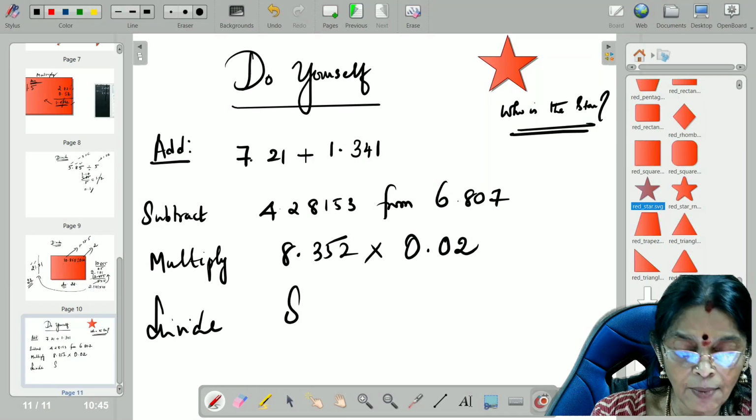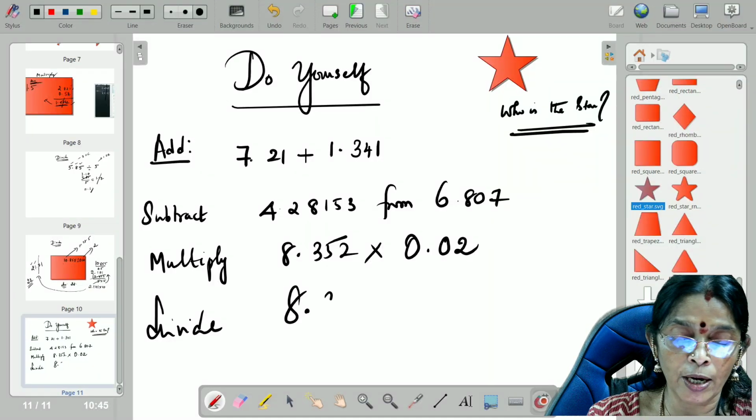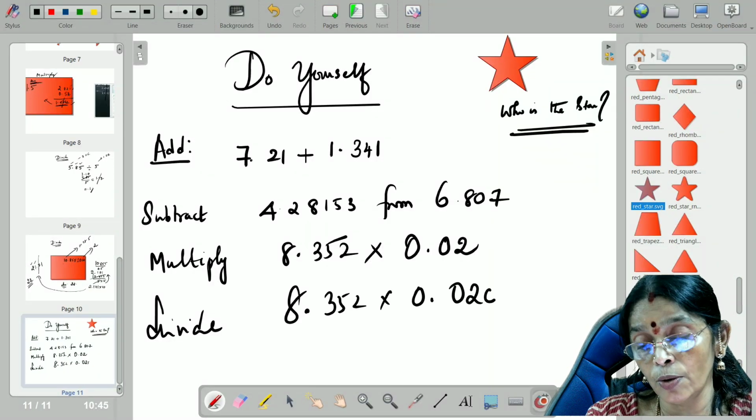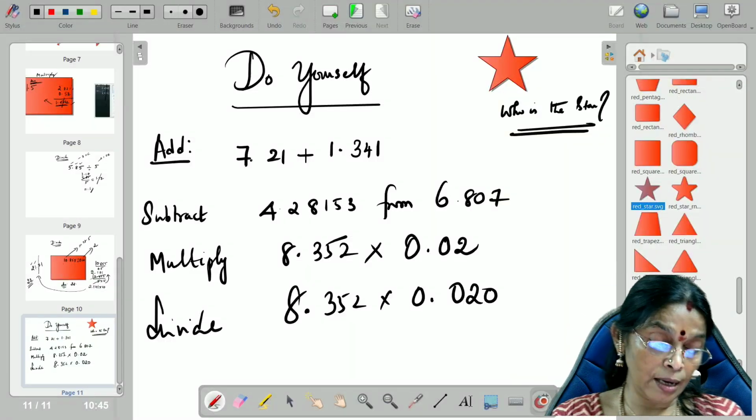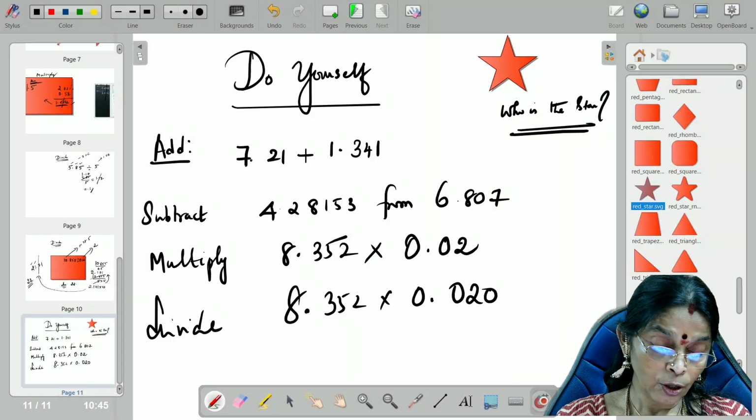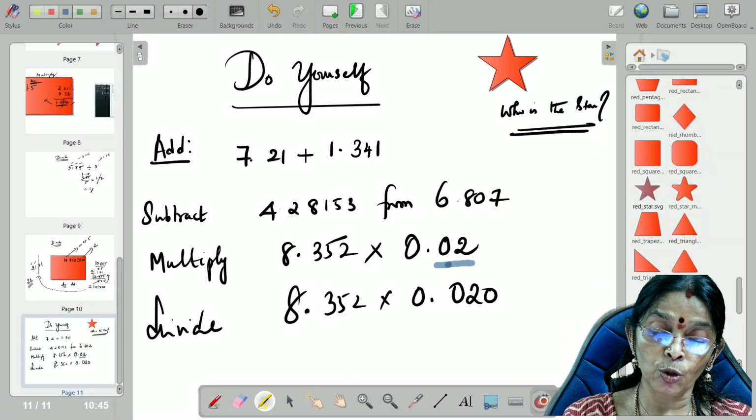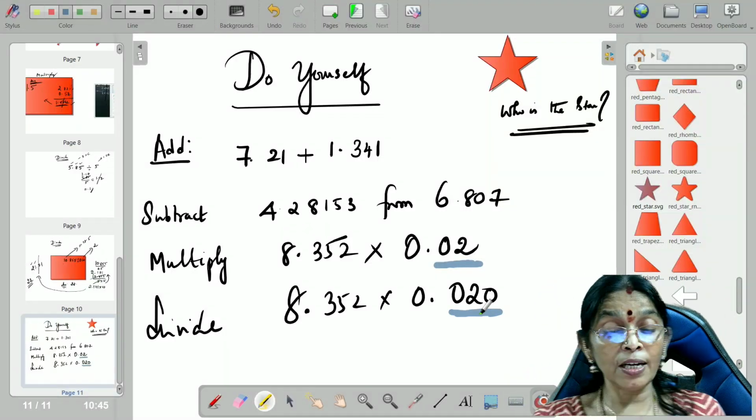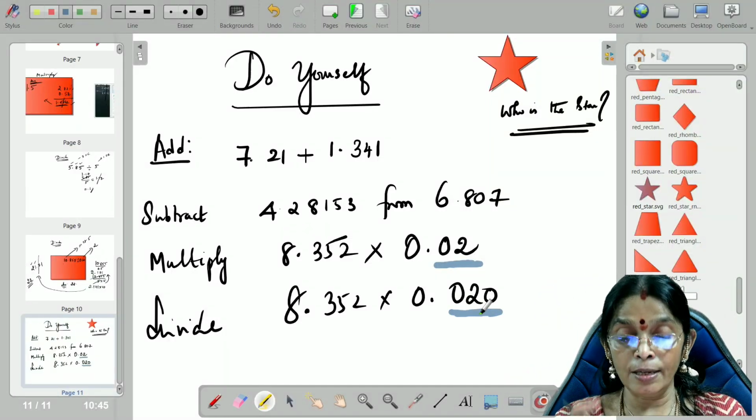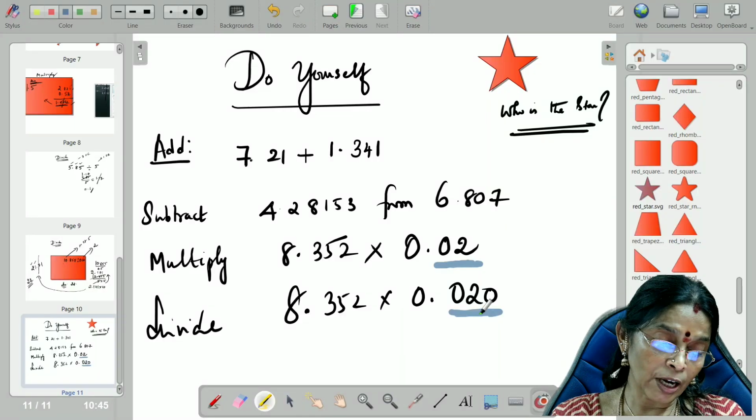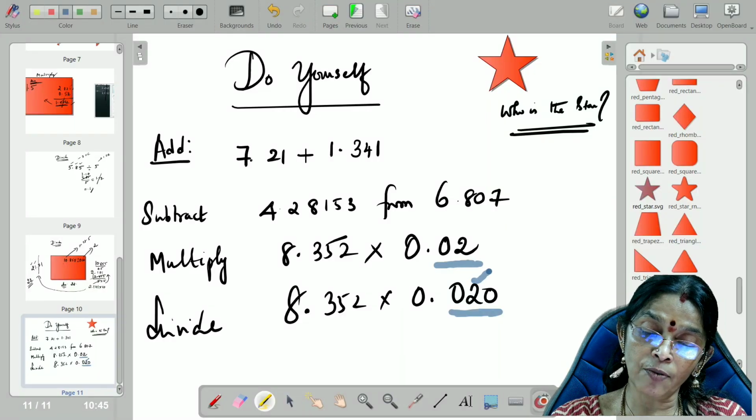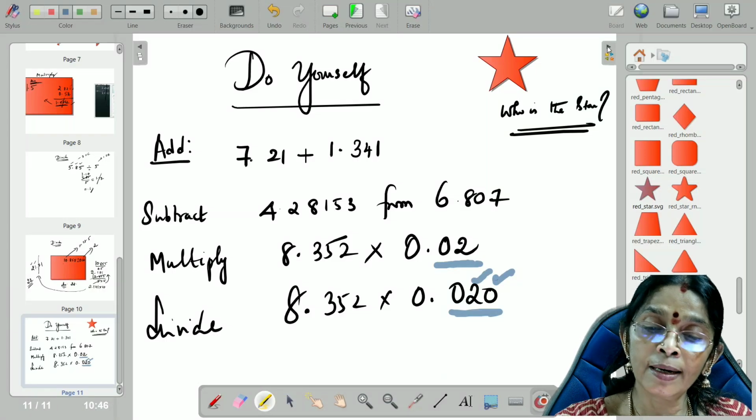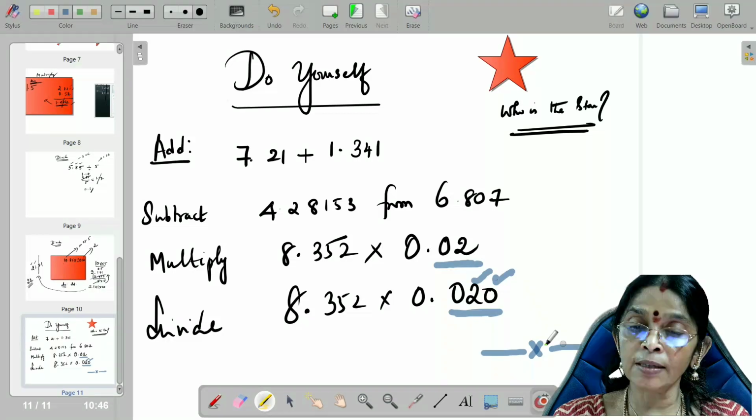Divide. Same number I'm going to give you: 8.352 divided by 0.020. You check the third one as well as the fourth one. In the third one, how many significant figures are there? It is only 1. Whereas in the fourth one, how many significant figures are there? It is 2. So accordingly, you can do it. Hope you understand this concept.